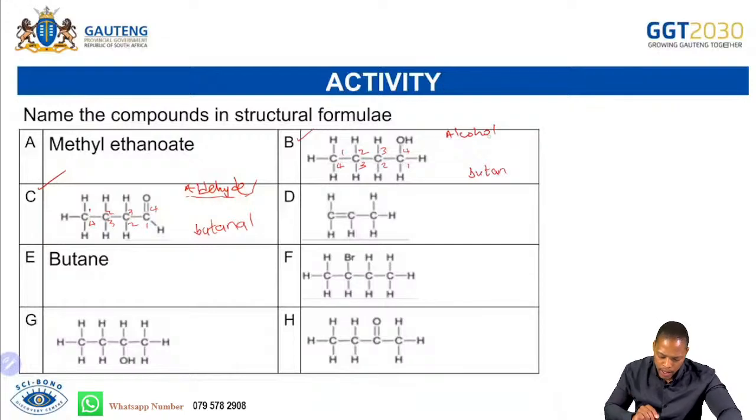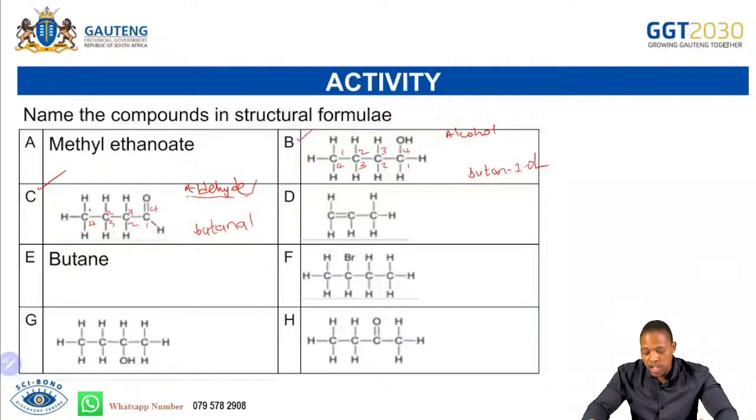Which numbering system? If I counted like this, that will give me OH on carbon number 4. But if I count like this, that will give me OH on carbon number 1. I want to choose the numbering system that is going to give me the OH with the lowest number. So I choose the bottom one. So it becomes butan-1-ol. That becomes my name there. Okay. Another person could argue that this is just butanol because it's on carbon number 1. However, I always advise people to always indicate whether it is obvious or not.